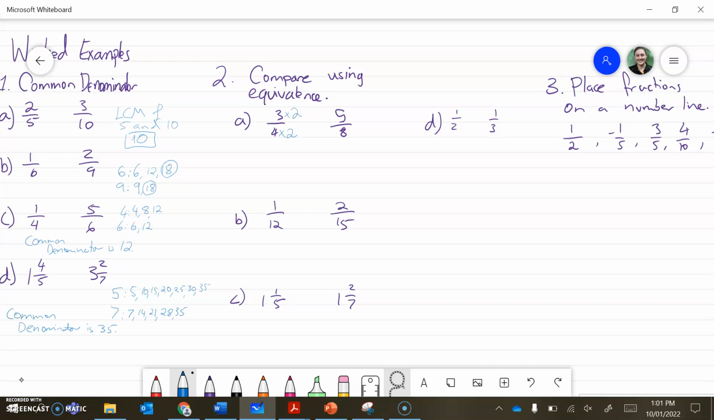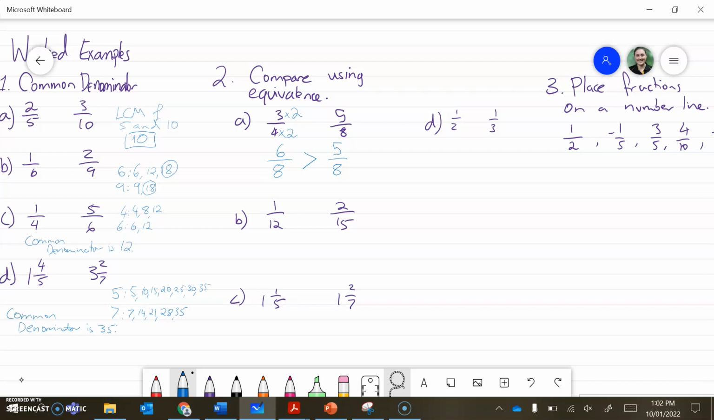Whatever I do to the denominator, I must also do to the numerator. So then my fraction will be 6/8. Now 6/8 is equivalent to 3/4. So I've got 6/8 and 5/8, and now 6/8 is greater than 5/8.